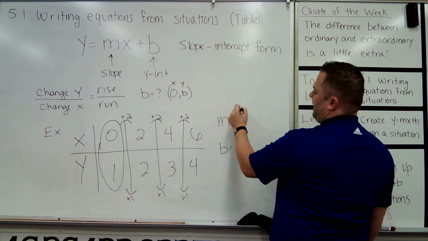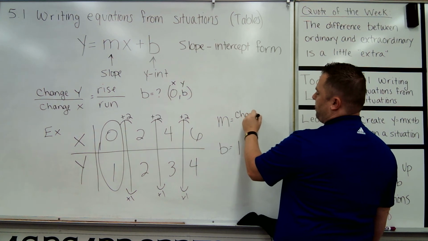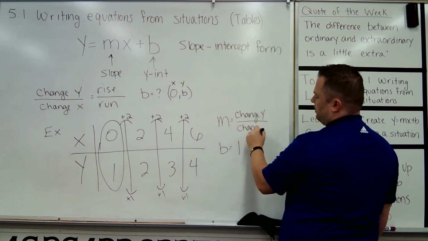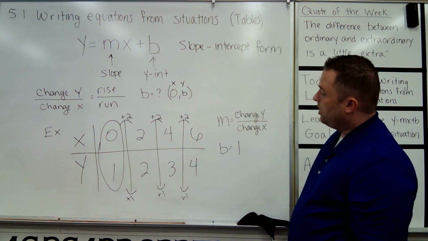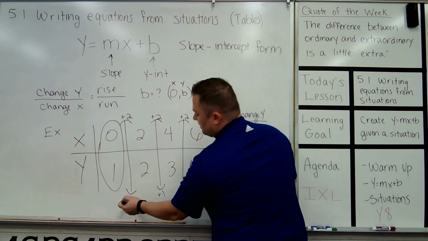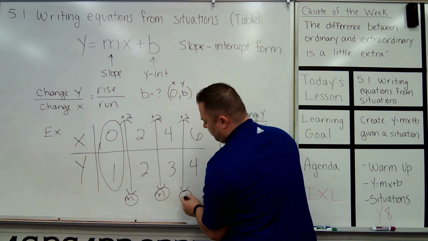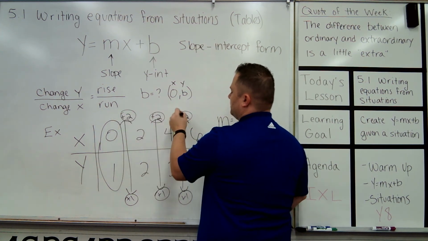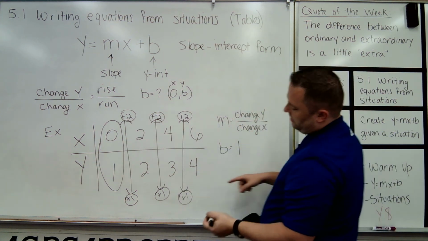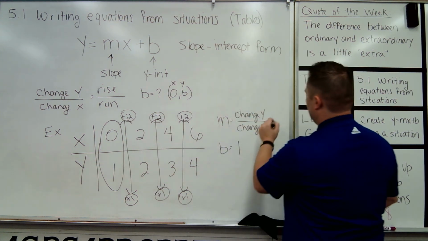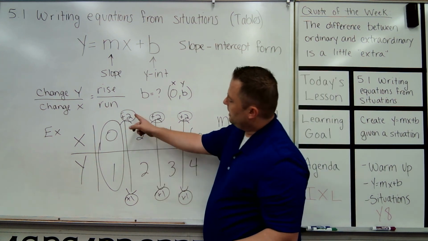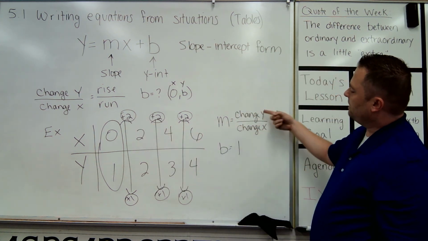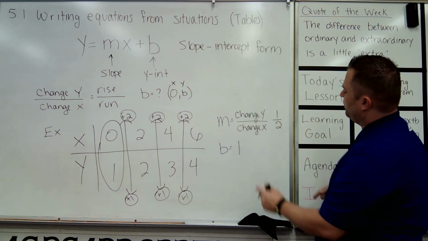So when we're studying the m, we want to know the change in y over the change in x. Well, the change in y, they're these numbers down here. These are changes in y's. And we're comparing them to the change in x, which are these numbers up here. So my change in y is 1. My change in x is 2. My slope is my change in y over my change in x, which is 1 over 2.